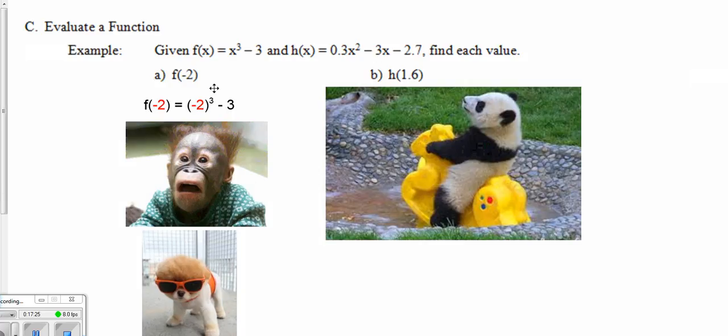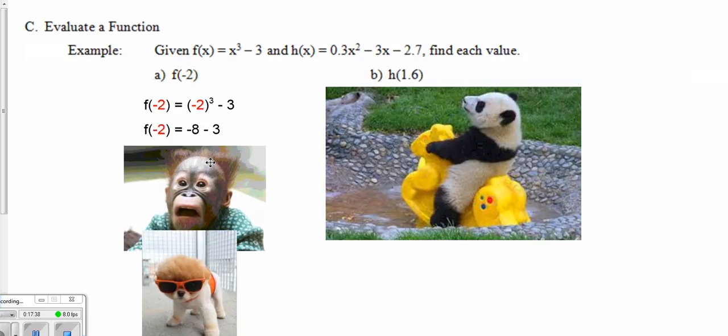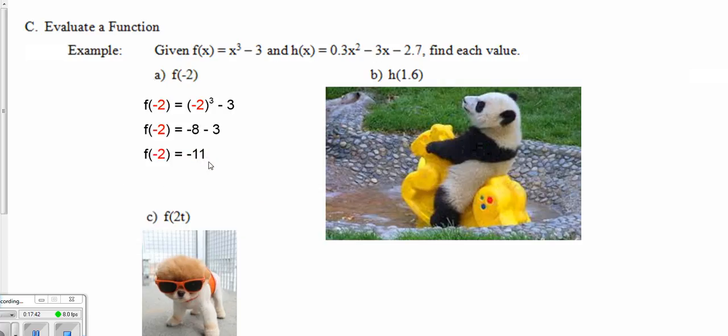So negative 2 cubed minus 3. Remember, cubed means that number times itself and then times itself again. So negative 2 times negative 2 times negative 2 becomes negative 8. Negative 8 minus 3 is negative 11. So f of negative 2 is negative 11. All you're doing is just plugging this value into this equation.